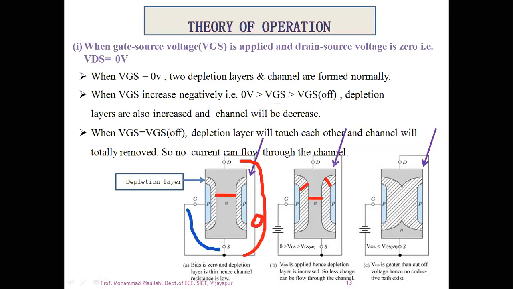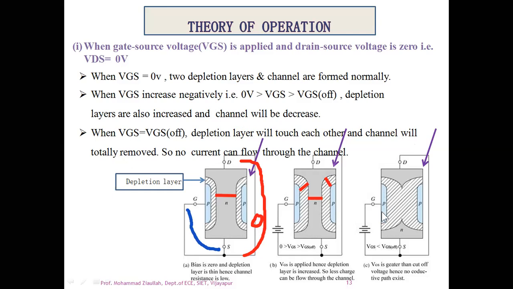Now the third case is if the applied voltage is equal to the VGS voltage. For example, my VGS voltage is minus 5 volts and the applied voltage is also minus 5 volts. When these two voltages are made equal, or simply if the applied VGS is equal to VGS off, then what will happen? The two depletion layers will touch each other and the channel will become completely zero.